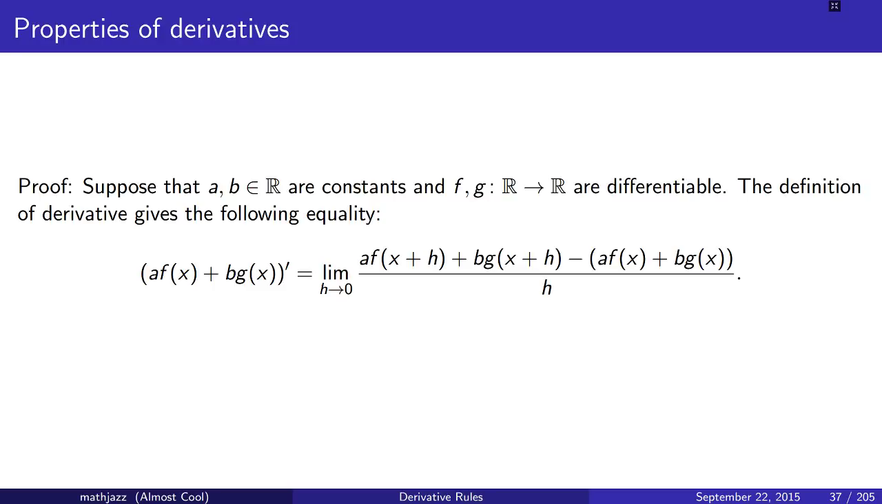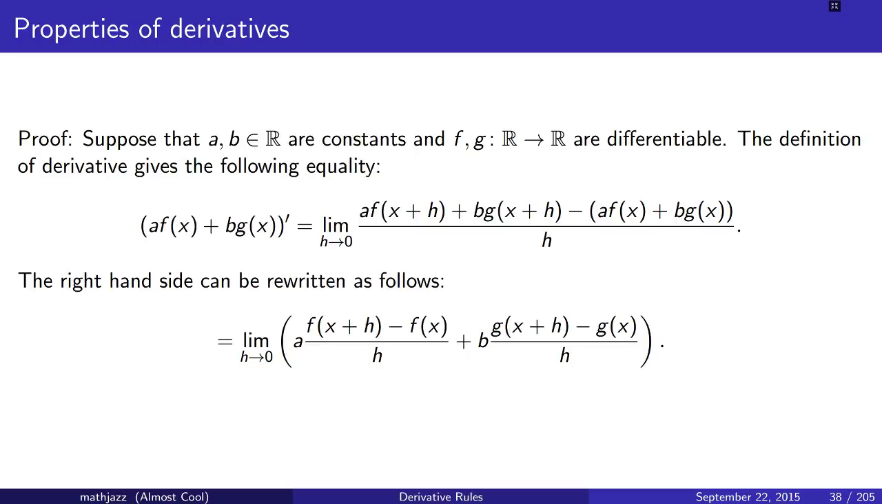That is, the derivative of a times f plus b times g is equal to the limit as h goes to 0 of a times f of x plus h plus b times g of x plus h minus a times f plus b times g, all over h. So that's a long equation, but it's just applying the derivative definition to this expression here.